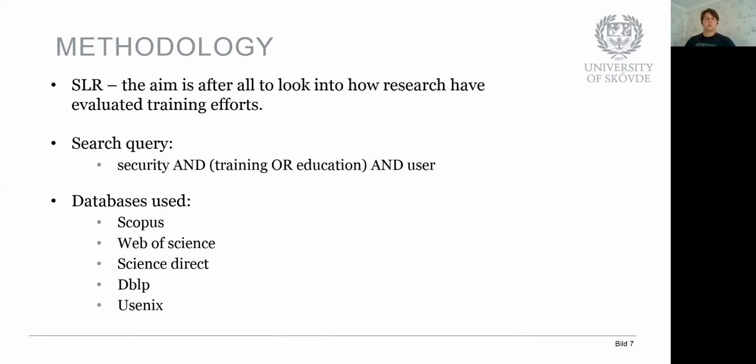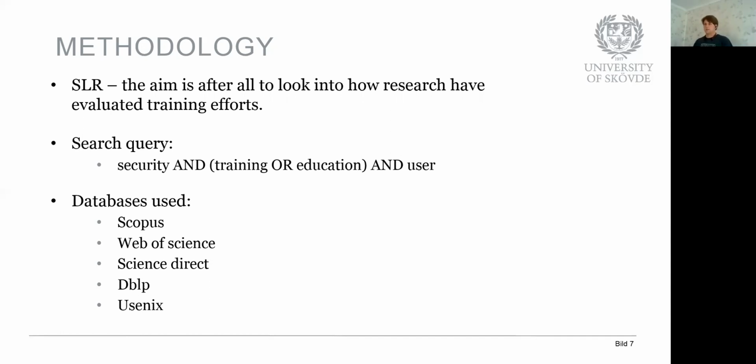The aim is, after all, to look into how research has evaluated training efforts in the past. And I did this with a rather broad search query, which was basically security and training or education and user. I tried to have it without the user appended to really be sure that nothing got lost. But then I had, well, far too many hits. I could still see, as you'll see in a little while, that this is a search query that generates quite a few false positives. But when I tried to explore how I could make it more narrow, I saw that I lost results when I added more search terms or tried to modify the logic. So I didn't want to do that and accepted more manual labor instead in the selection process.